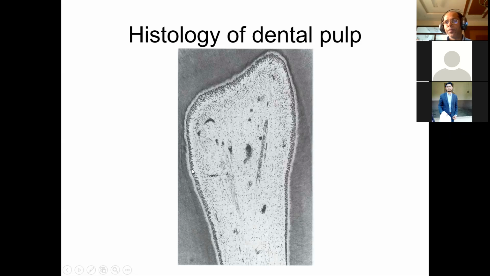We call these cells the odontoblast layer. So the odontoblast layer is present at the periphery, very close to the dentine, and these odontoblast cells are responsible for formation of the dentine.